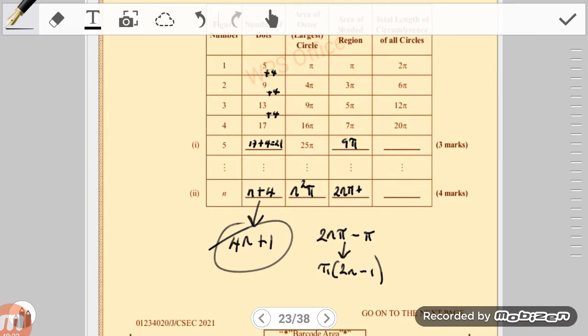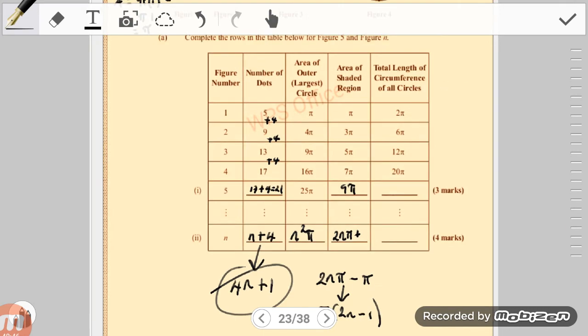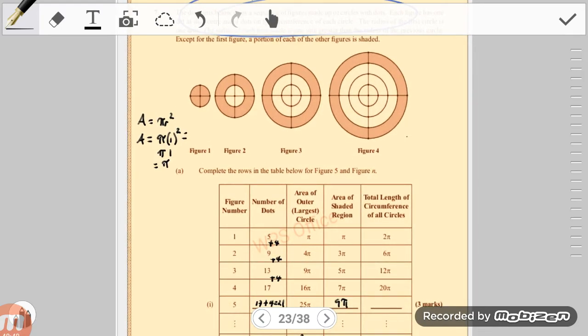Guys, so that's not too bad. Let's look at this one here now. We're looking at the total length of the circumference of all circles. So every diagram will have an additional circle. Let's try to have an understanding here. The perimeter of the first circle is 2 pi.